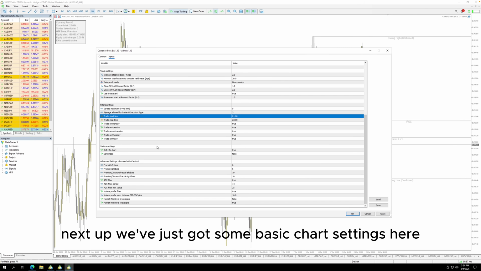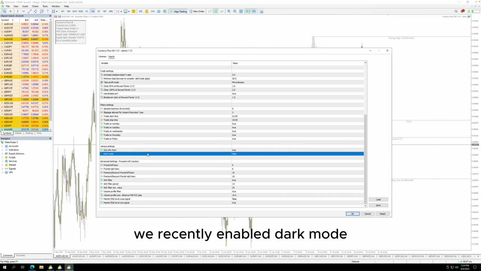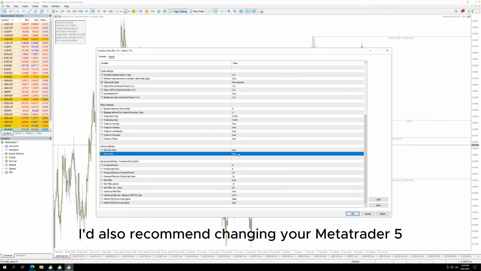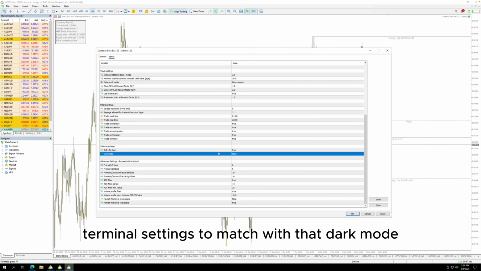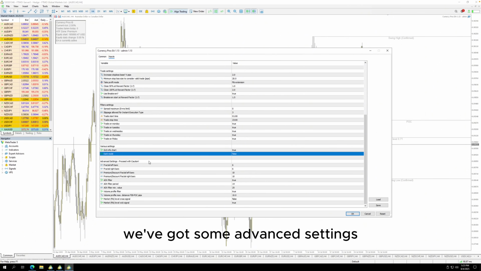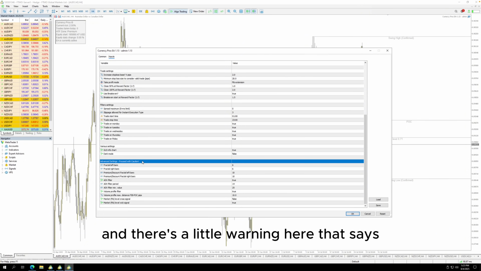Next up, we've just got some basic chart settings here. We recently enabled dark mode. So if you set that to true, you'll see the colors change on your chart. I'd also recommend changing your MetaTrader 5 terminal settings to match with that dark mode. It looks really cool.